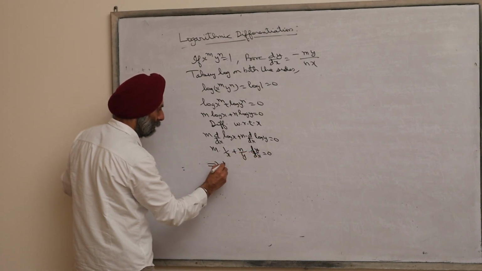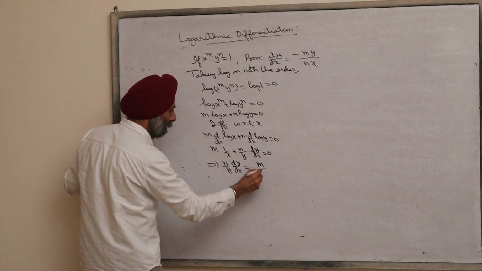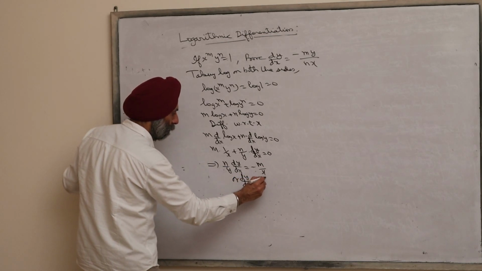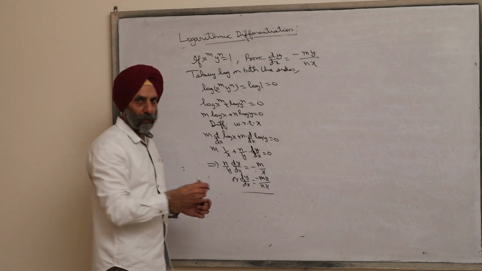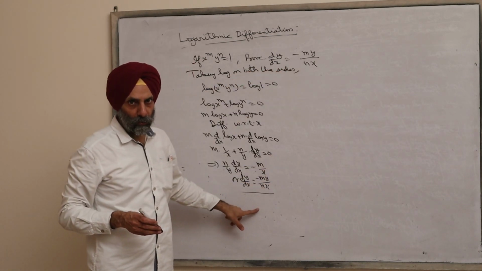So this implies n over y into dy over dx is equal to minus m over x, or dy over dx is equal to minus my over nx. So whatever we want to prove here is the result here. This way you can prove the result.